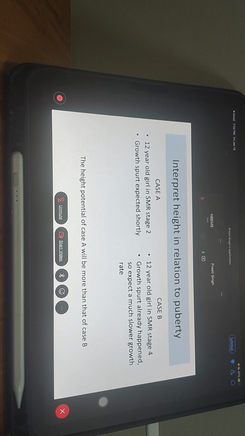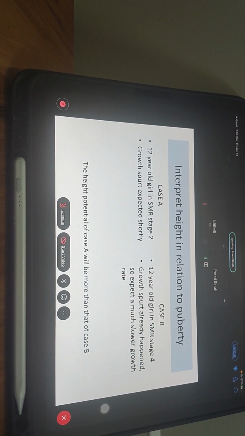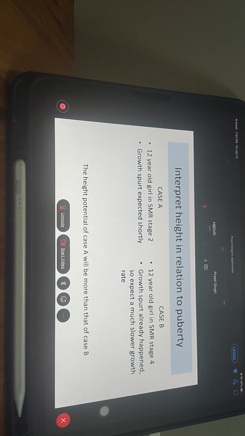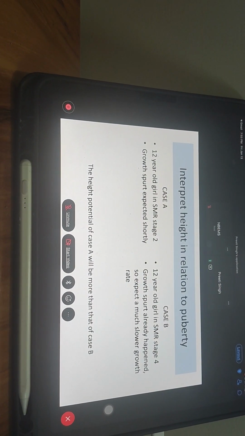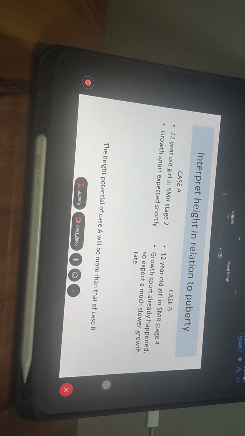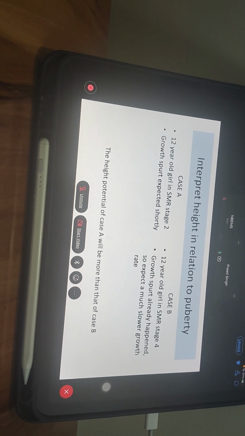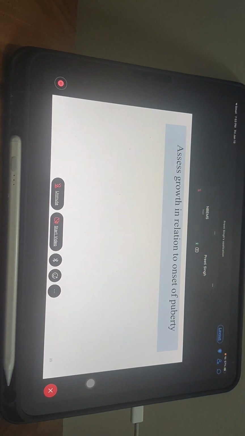Okay, so the one who is in SMR stage 2 is expected to have the growth spurt shortly and will definitely have a better height potential as compared to the one who is already in stage 4, because that girl has already experienced the growth spurt. So obviously you don't expect much growth to happen after stage 4.